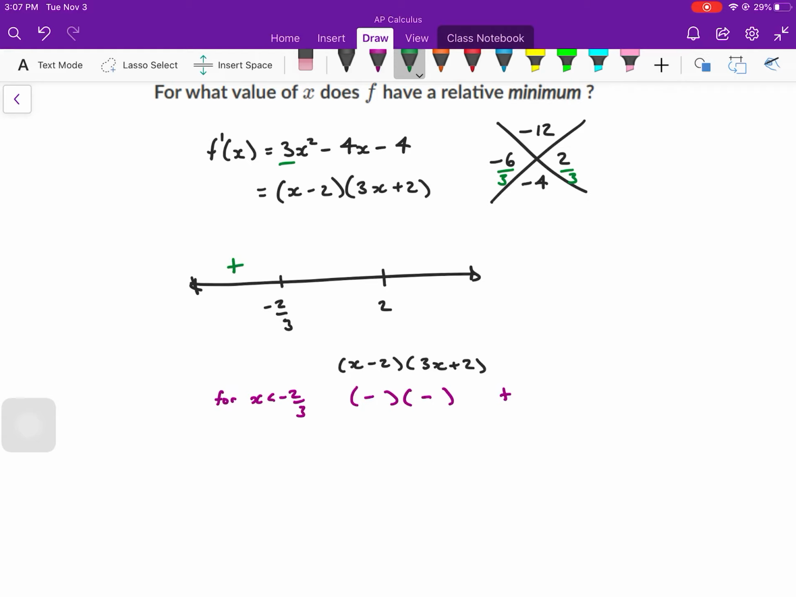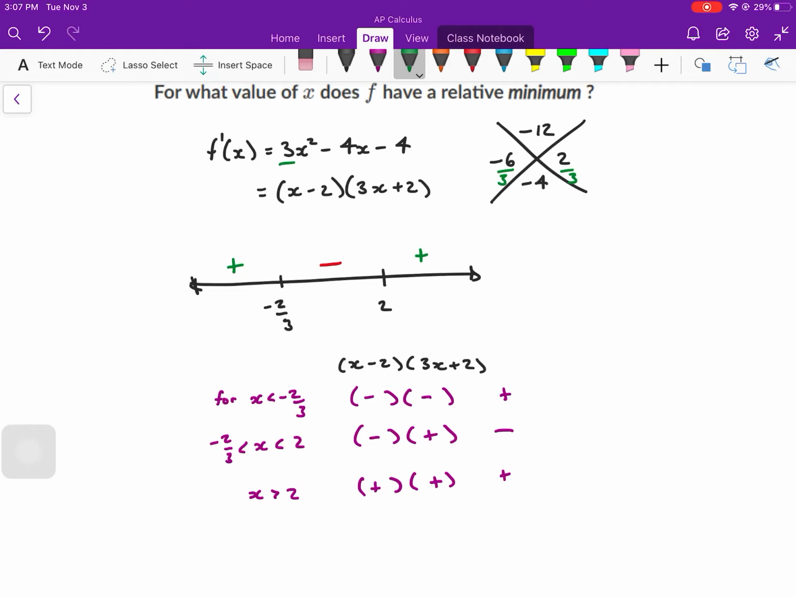And then let's go ahead and test for x between negative 2/3 and 2. So 0. If you plug in a 0, you get negative and a positive, which is negative. And now let's test a value greater than 2, to the right of 2. So like 3. 3 minus 2 is positive. Plug in the other one, you also get positive times a positive is positive. So this is what's cool.